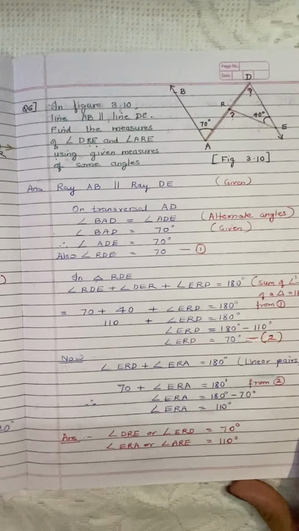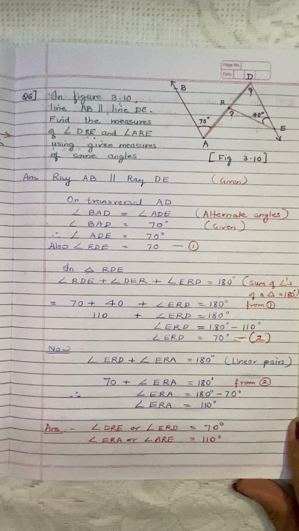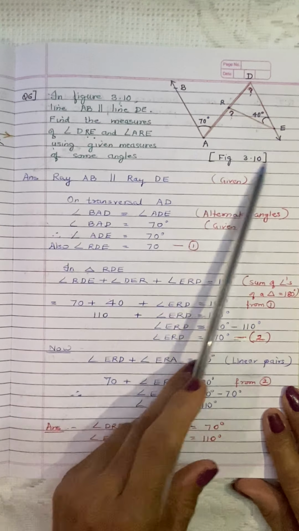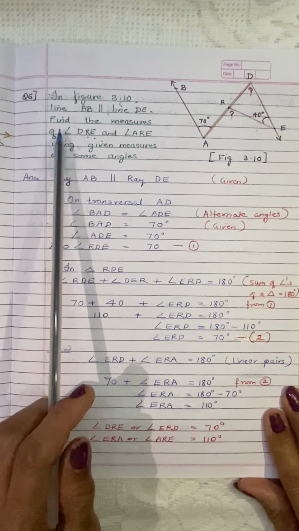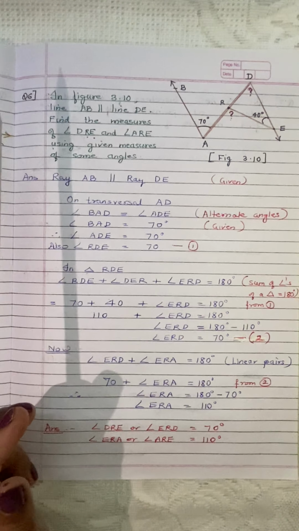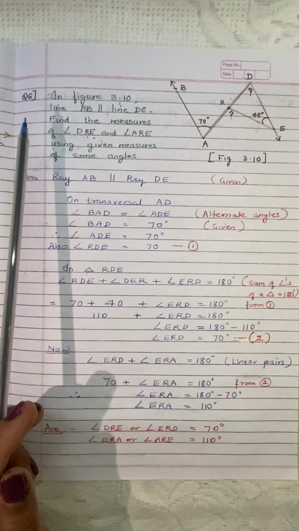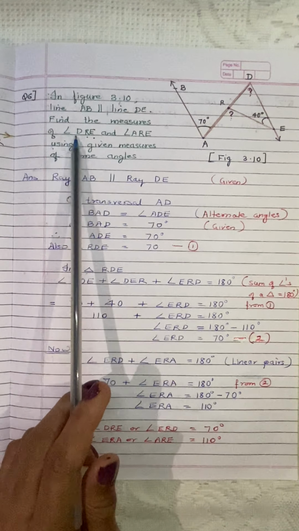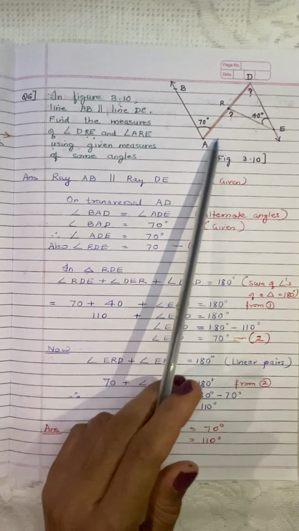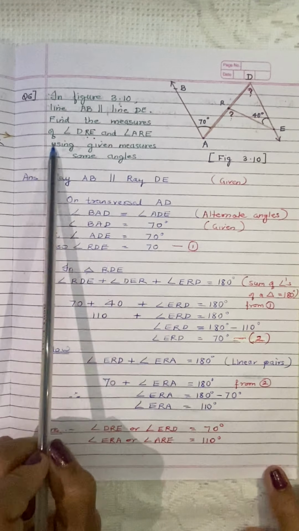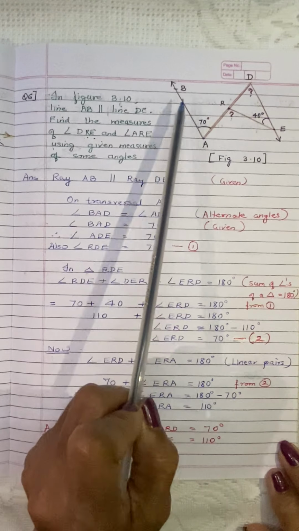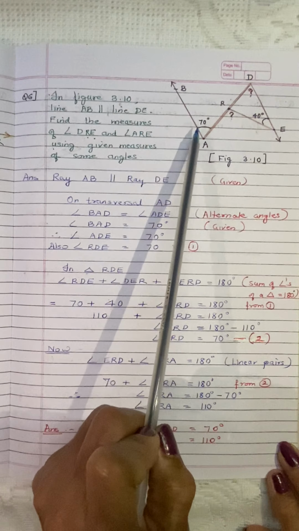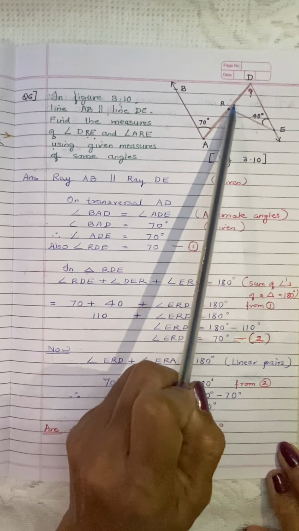That is question number 6. Now here they have given us the figure. In figure 3.10, line AB is parallel to DE. Then find the measures of angle DRE. Look at the vertex R. DRE and angle ARE, that is these two angles.